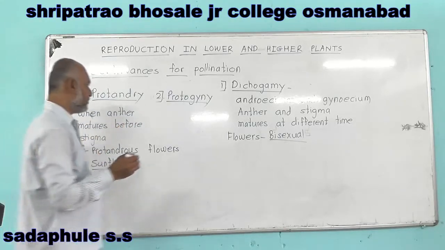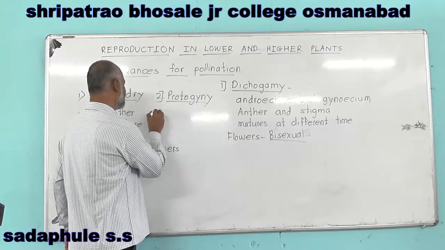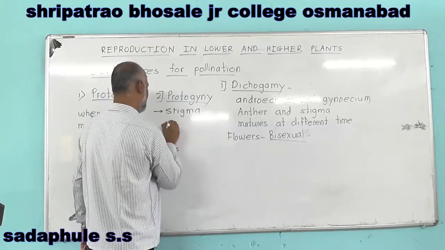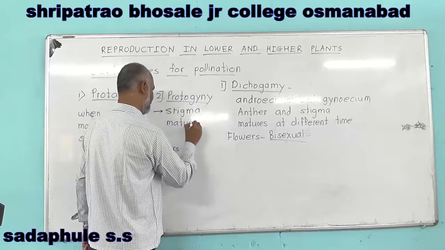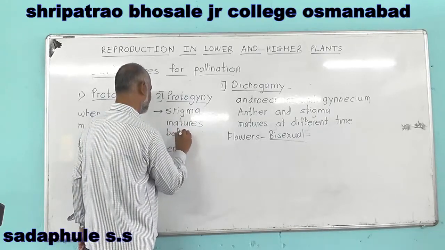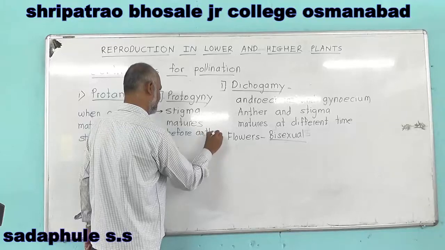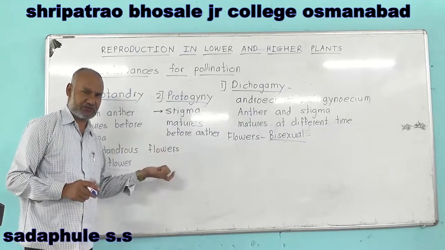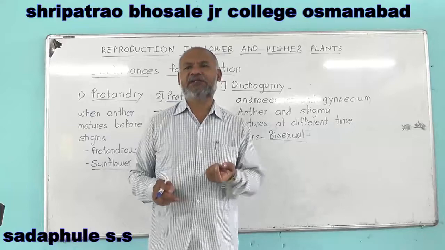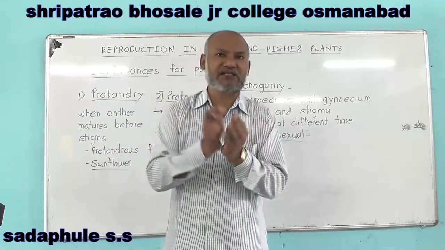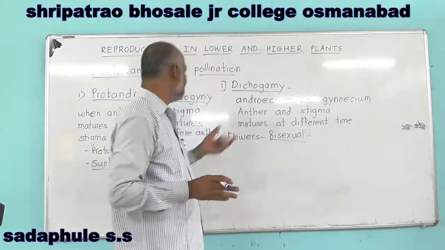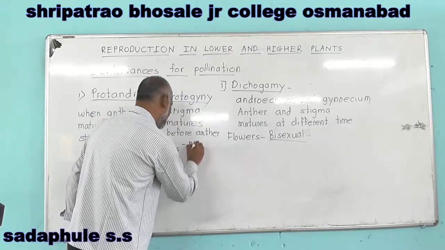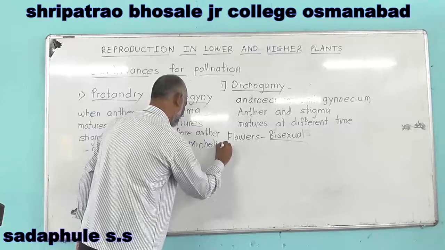In protogyny, what happens? In protogyny, the opposite condition. Stigma matures before anther. That is, when stigma is mature, then in the same flower the anther is immature, that is pollen grains are not available, and so self pollination is avoided. Protandry and protogyny. Example, mycelium.